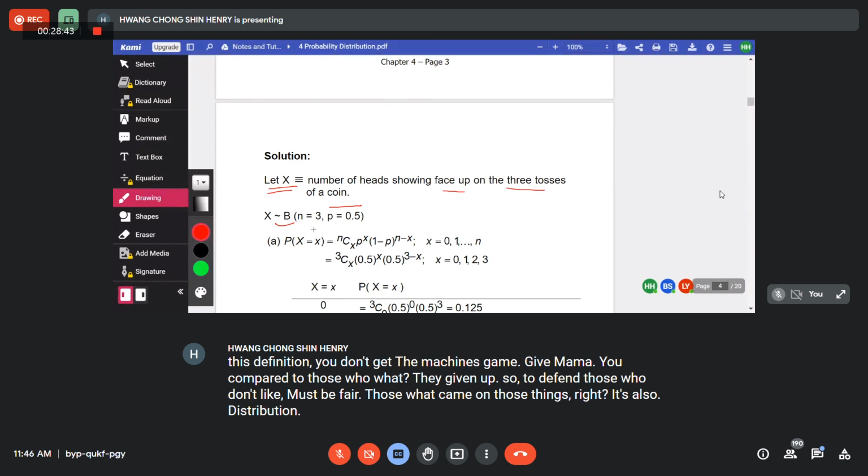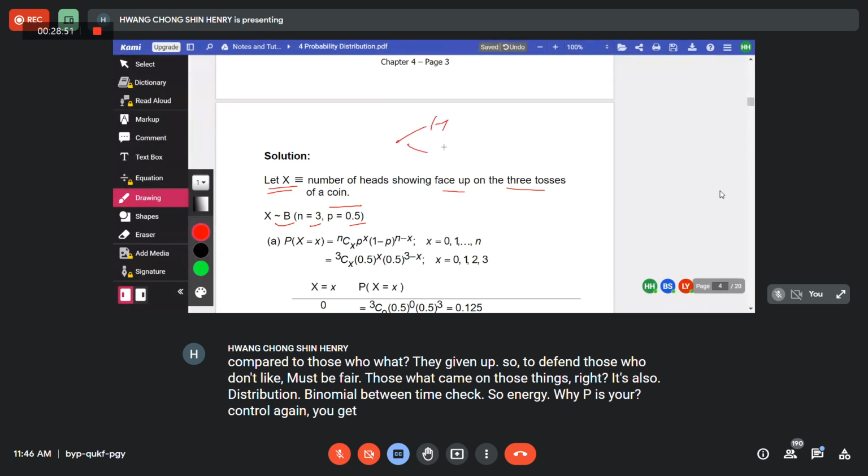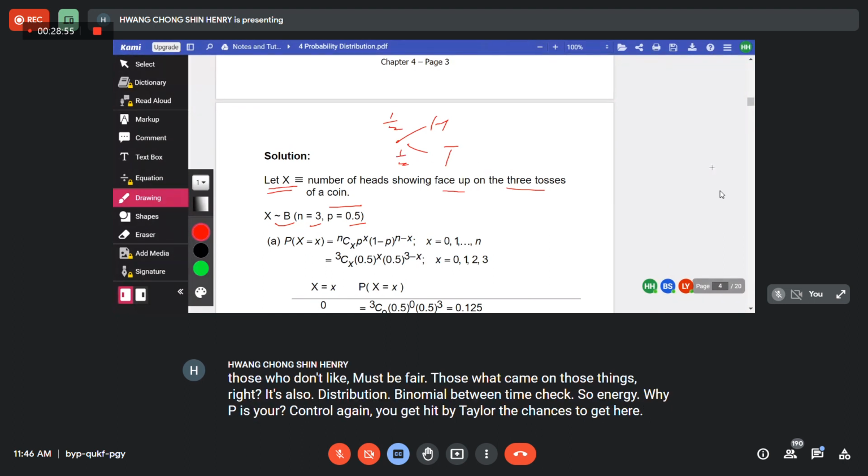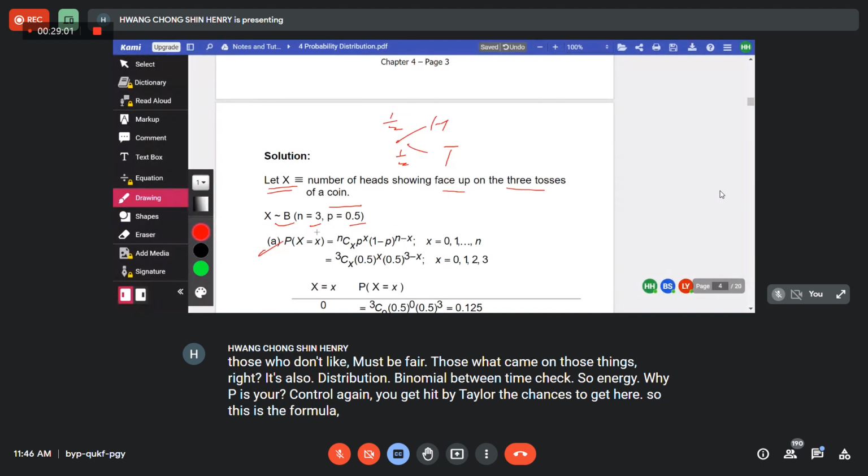This one also. Distribution, binomial, we throw 3 times, right? So n is 3, p is 0.5. You throw a coin, you get head or tail, right? The chance to get head is half, tail also 0.5. Simple as that. So this is the formula, remember?